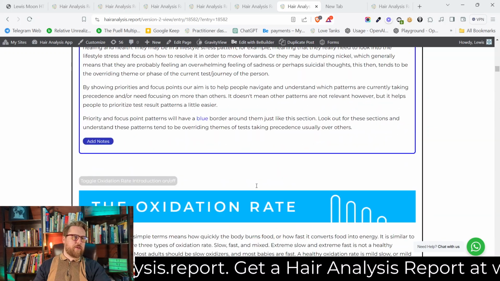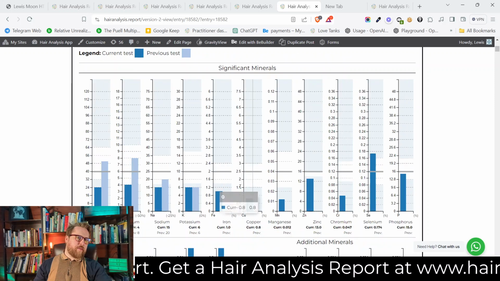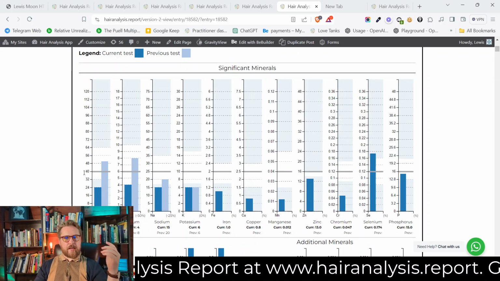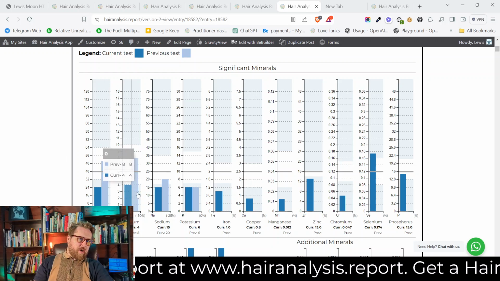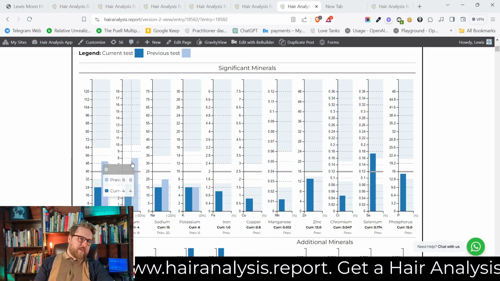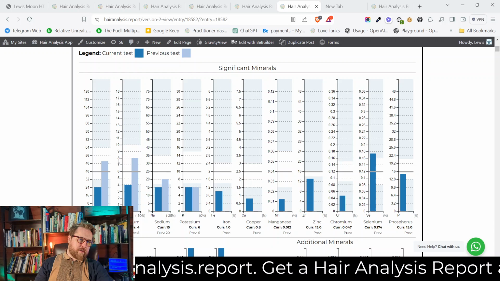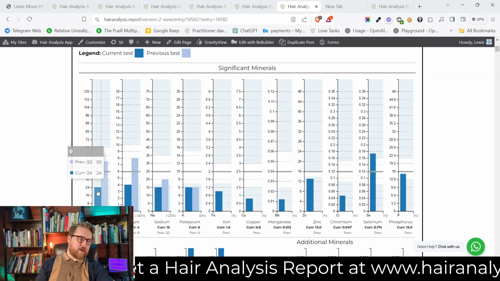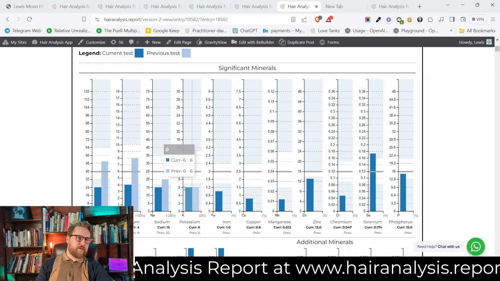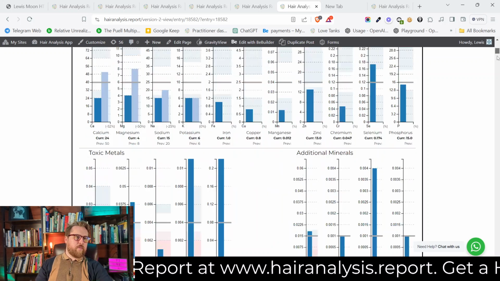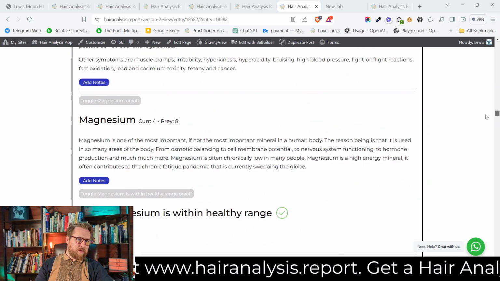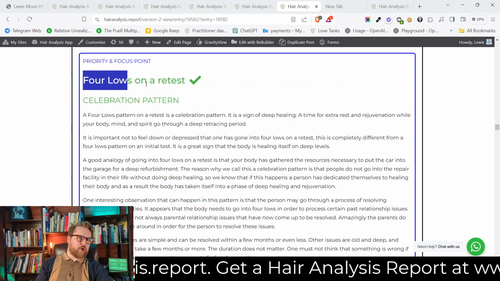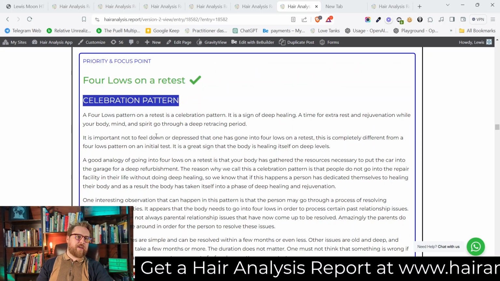Alright, so this is probably one of the most confusing things for an individual when they're doing a hair test. So let's see what we've got. The previous test is actually not in follows because the calcium magnesium is above ideal, but the new test, the dark blue, is in follows. So what do we think about this one? Alright, let's have a look down here. Oh wow, we've got a joy pattern and a celebration pattern.